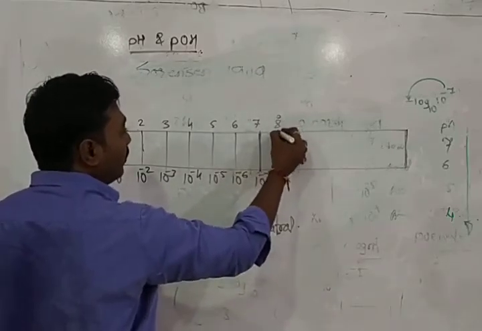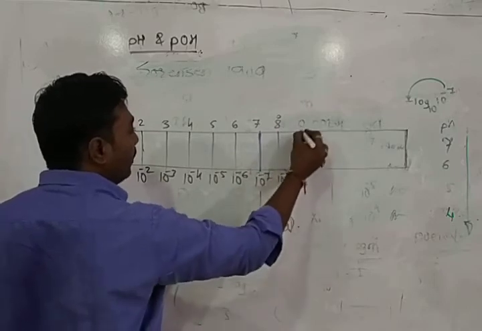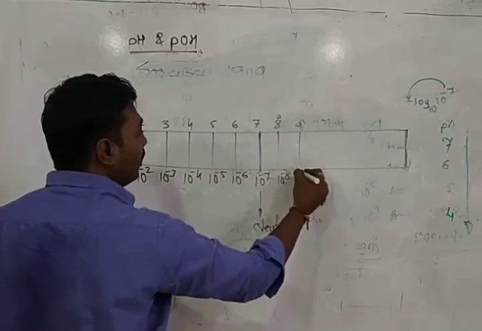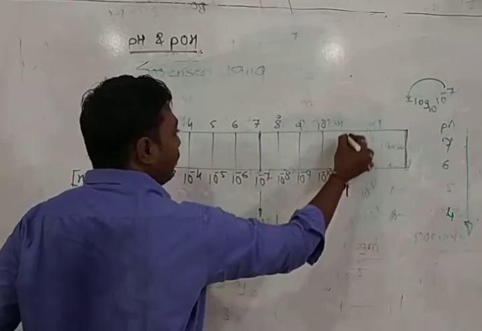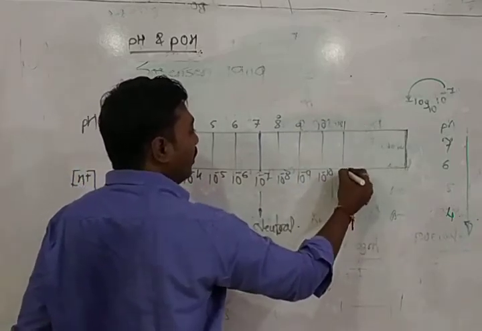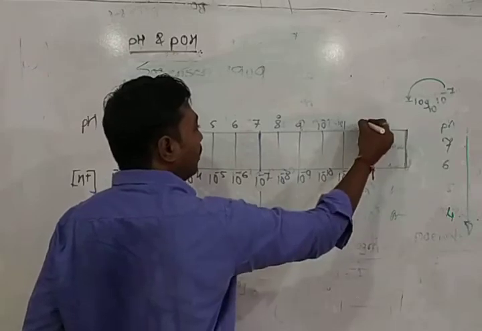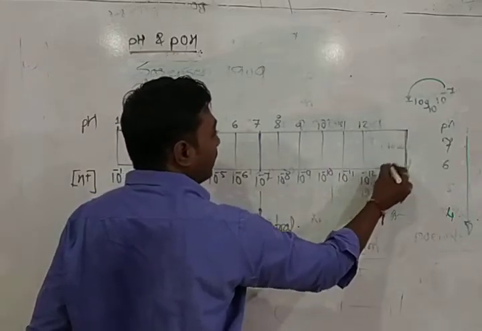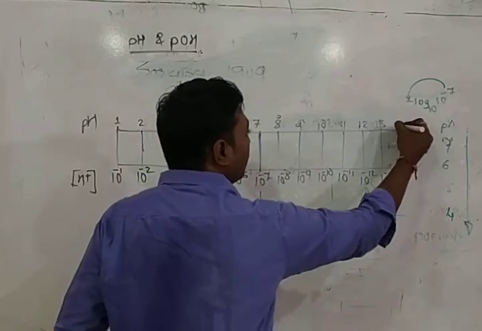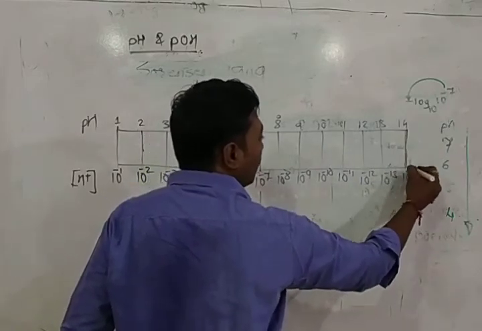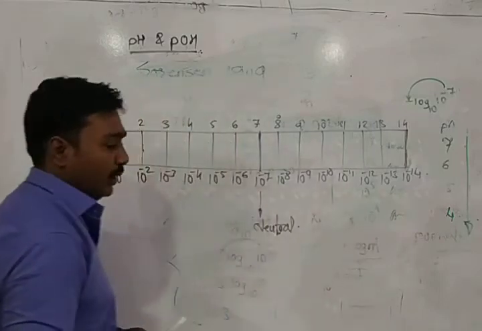For 8, 10 to the power minus 8. For pH 9, 10 to the power minus 9. For pH 10, 10 to the power minus 10. For pH 11, 10 to the power minus 11. For pH 12, 10 to the power minus 12. For pH 13, 10 to the power minus 13. And for pH 14, the concentration of H plus is 10 to the power minus 14.